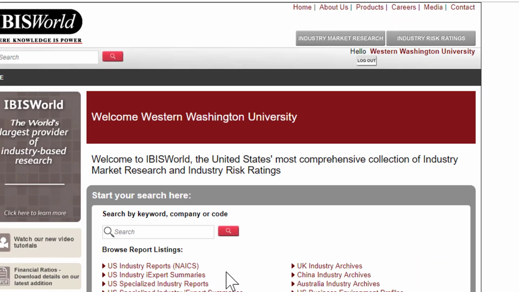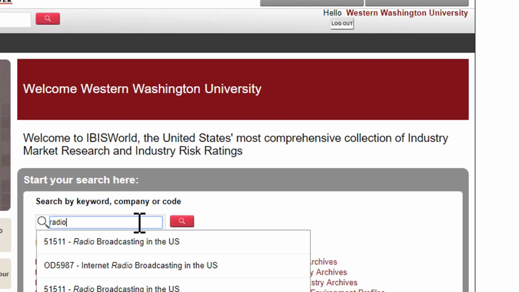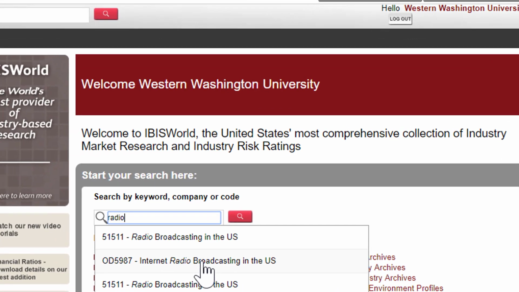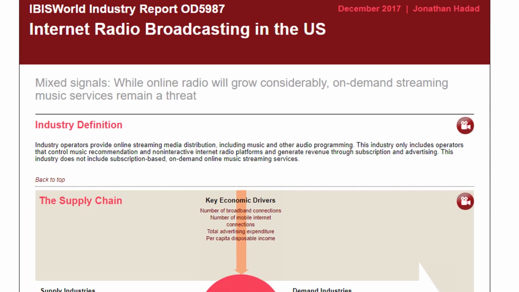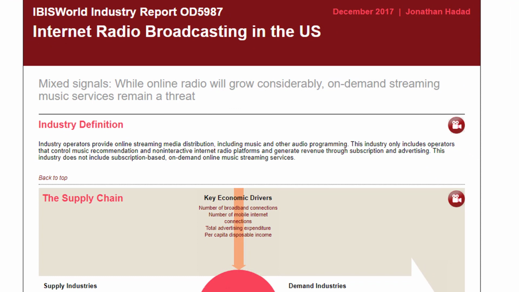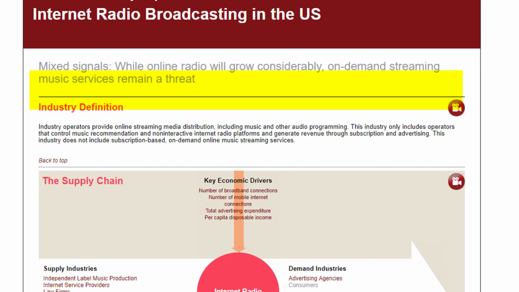We can go back to IBISWorld, search for radio. So while satellite radio is considered something of a growth area in radio broadcasting, right up here we see this first sentence. So there's mixed signals. Online radio is going to grow, but online streaming is still a threat. So online streaming, we're thinking about things like Spotify, that type of product.